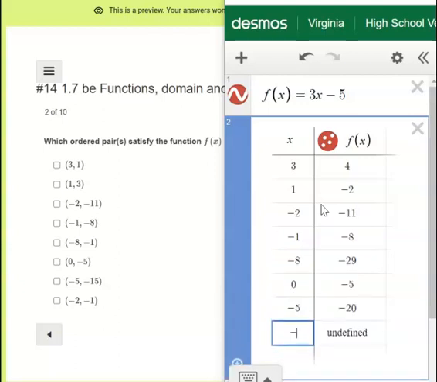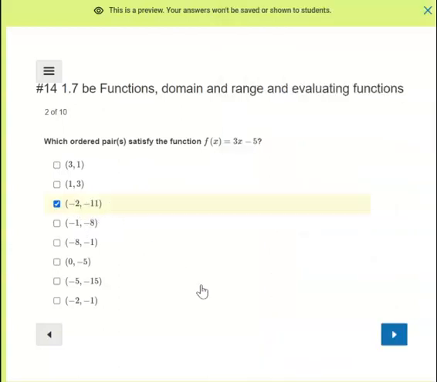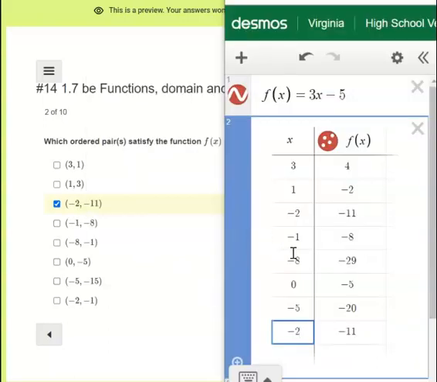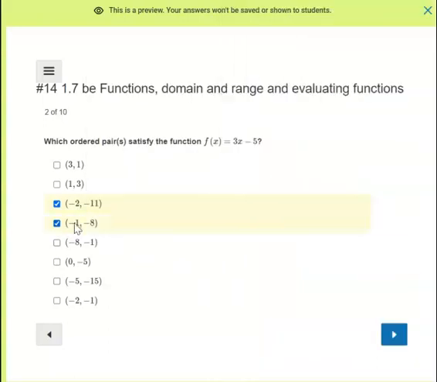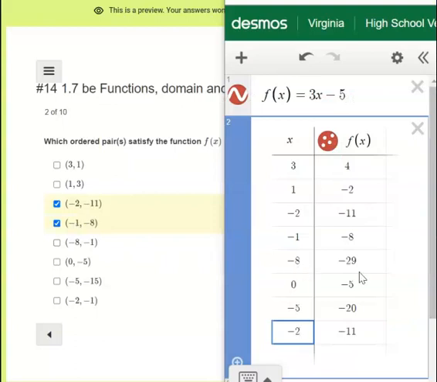Negative 5, and then negative 2. And then I'm just going to go through. So 3 goes to 4, that's not going to work. 1 goes to 3, that doesn't work. Negative 2 goes to negative 11, that one works. Negative 1 goes to negative 8, that works. Negative 1 goes, that doesn't work. 0, negative 5, and I think that's it. Those 3 points work. Okay?